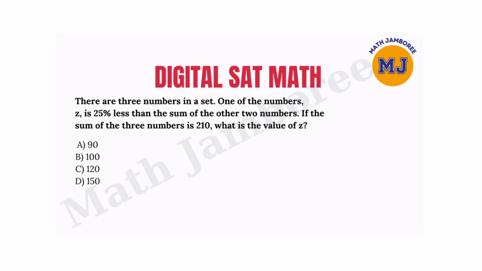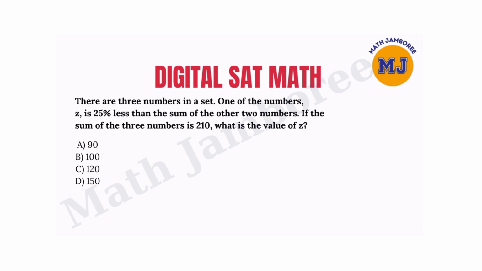So let's solve this question together. There are three numbers in a set. One of the numbers, z, is 25% less than the sum of the other two numbers. If the sum of the three numbers is 210, what is the value of z? A is 90, B is 100, C is 120, and D is given as 150.